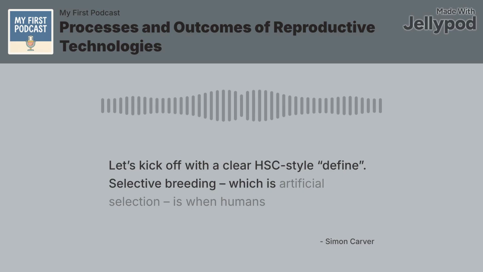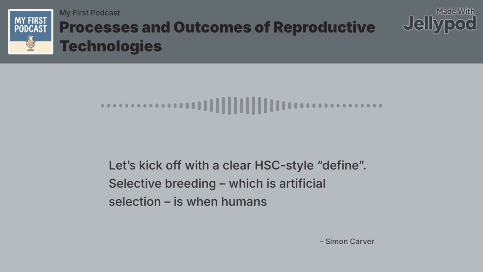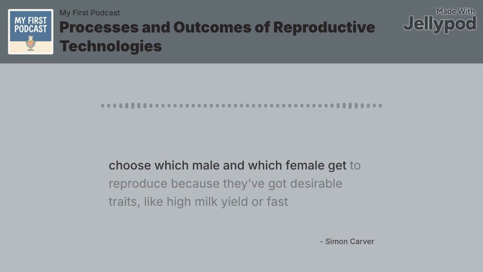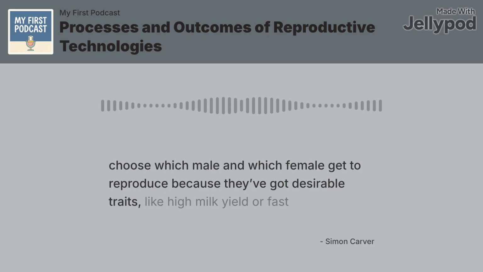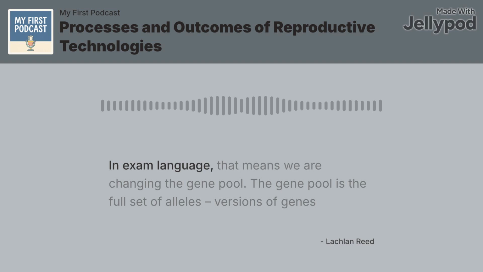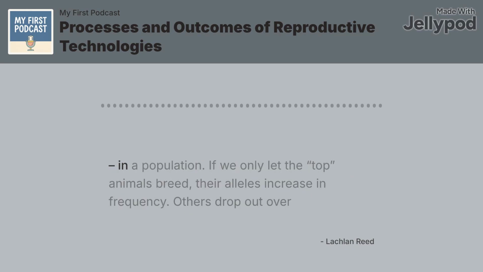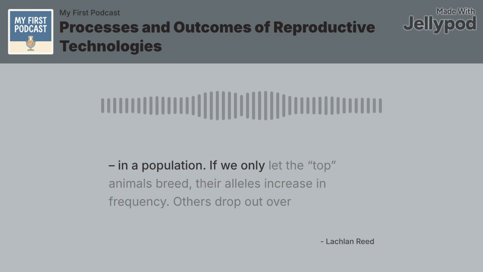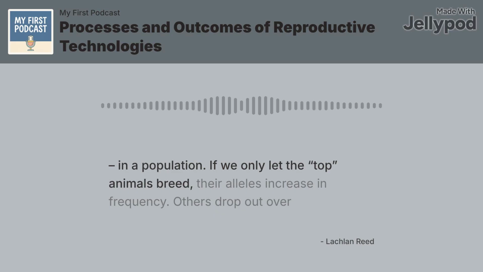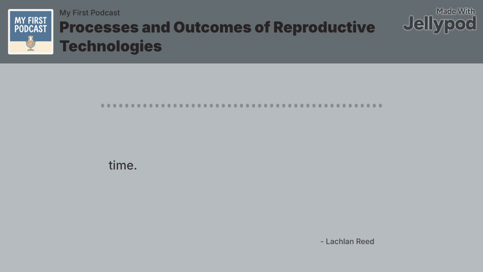Selective breeding, which is artificial selection, is when humans choose which male and which female get to reproduce because they've got desirable traits, like high milk yield or fast growth. In exam language, that means we are changing the gene pool. The gene pool is the full set of alleles, versions of genes, in a population. If we only let the top animals breed, their alleles increase in frequency. Others drop out over time.